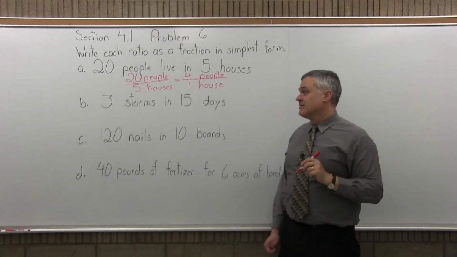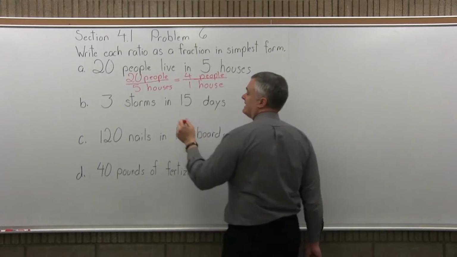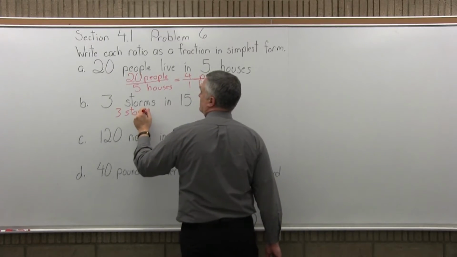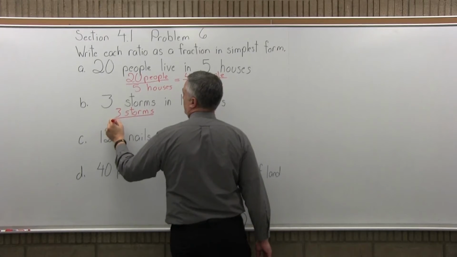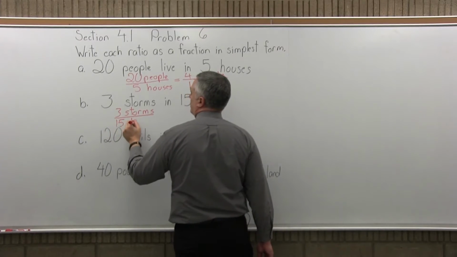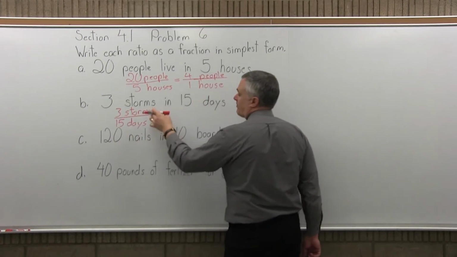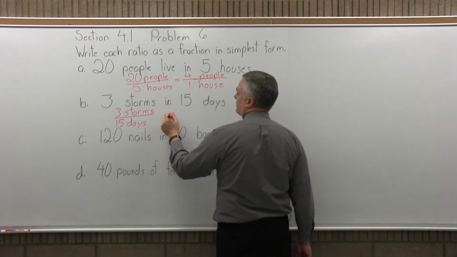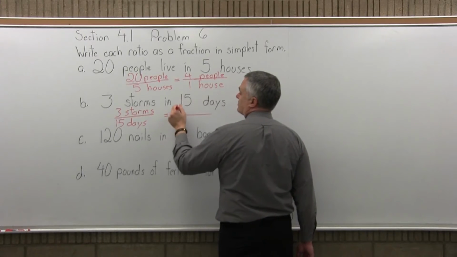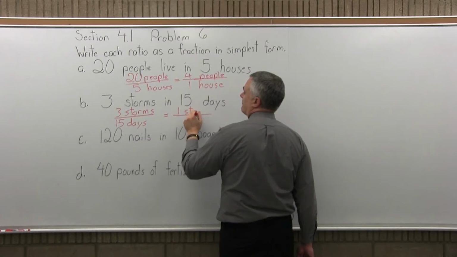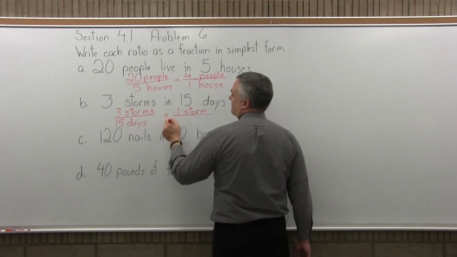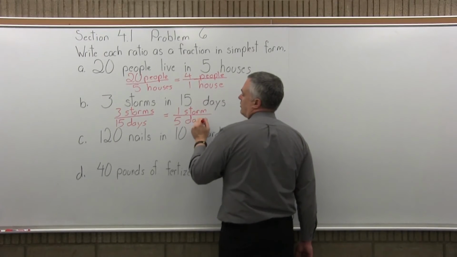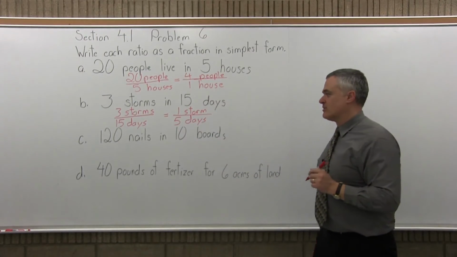So that's part A. B, 3 storms in 15 days. So the 3 storms will be in the numerator of our fraction. And 15 days in the denominator. Now again, my units, or labels, don't cancel, but the 3 and the 15 will reduce. Both will reduce by 3. 3 divides into 3 once, so you'd have 1 storm. And 3 goes into 15 5 times, so 5 days. 1 storm over 5 days, or basically 1 storm every 5 days is what it would come out to.